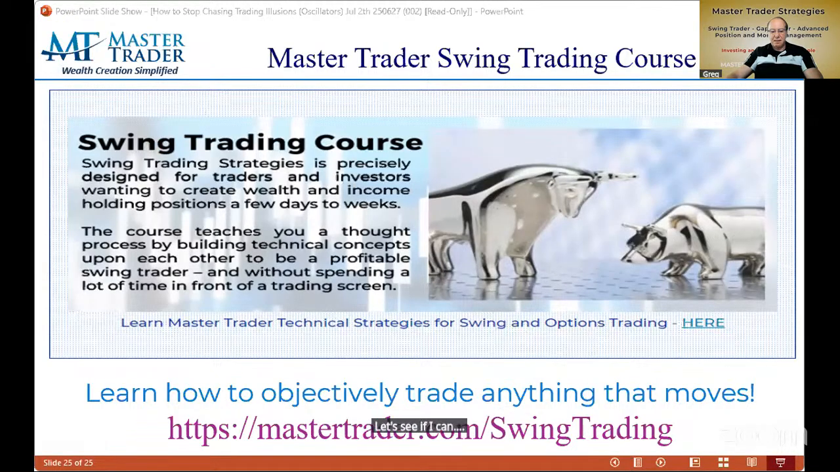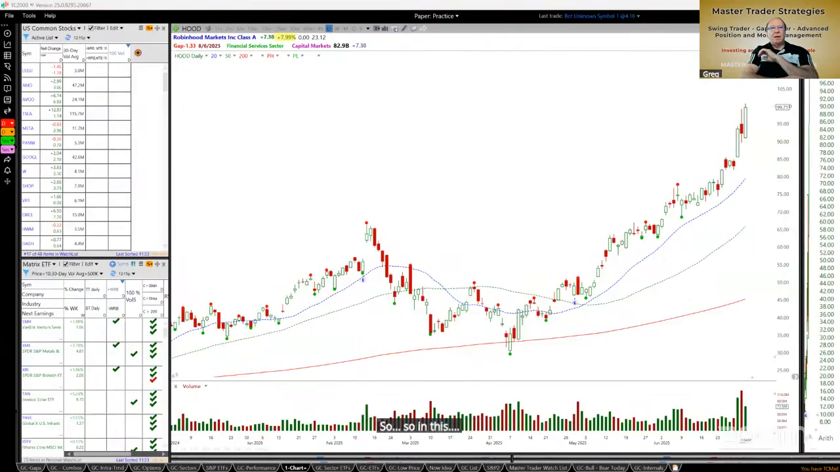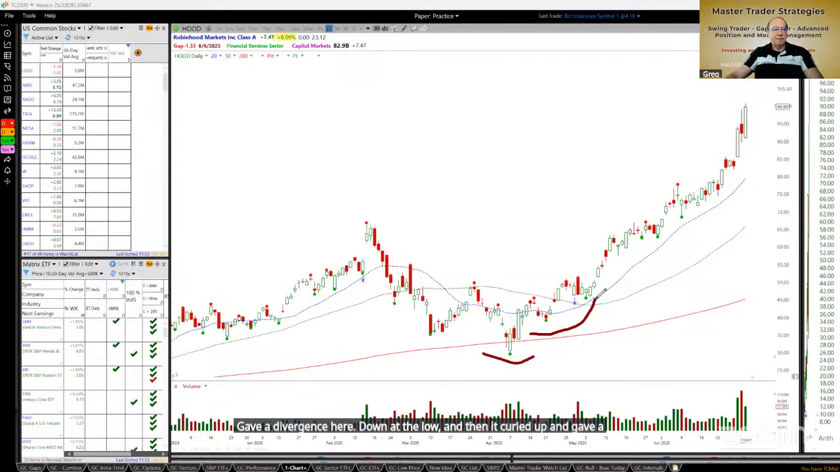All right, so let's look at some charts and let's see if I can convince BC about MACD indicators. In this chart, which has been in the news lately, Robinhood, I'll put a MACD on here just for conversation's sake. Here's a stock where I imagine the MACD gave a divergence down at the low, and then it curled up and gave a buy signal here.